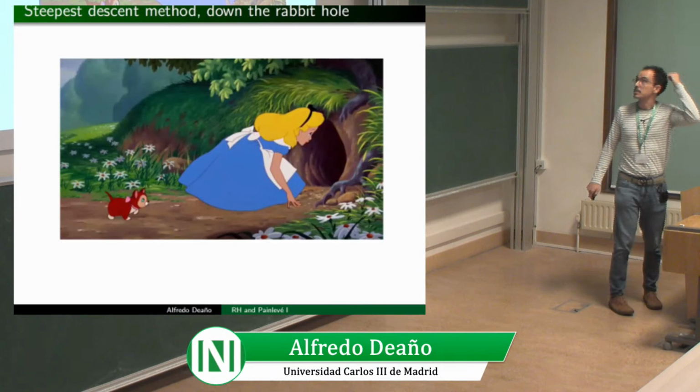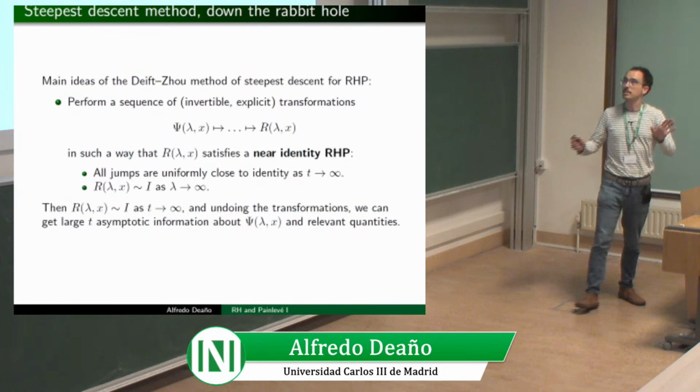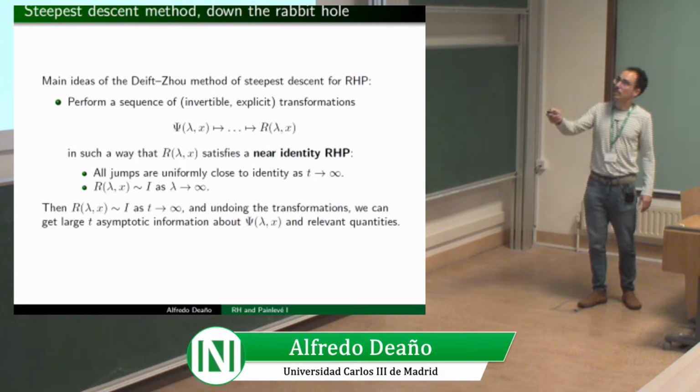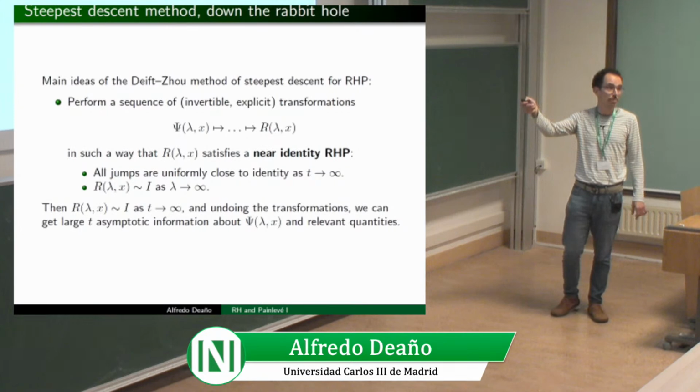Cannot promise that it's Wonderland on the other side, but okay, let's go down the road. So the main ideas, if you are not interested in the details of steepest descent, then maybe just take this message. What you're going to do is a sequence of transformations of this Riemann-Hilbert problem. So you start going from one matrix to another one with invertible explicit transformations. Some of them easy, some of them not so easy.